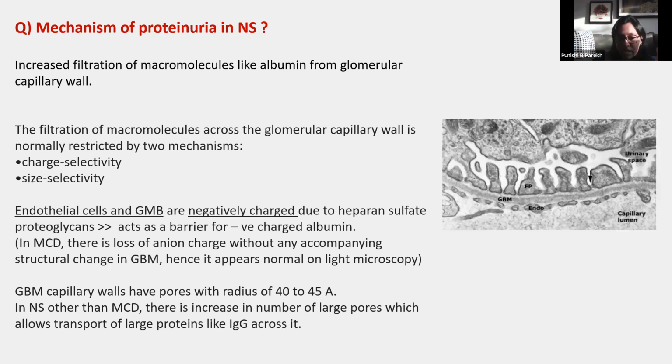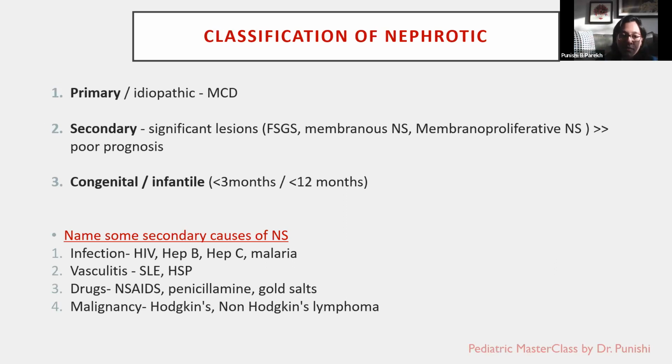I hope this is clear. Moving ahead, what is the classification of nephrotic syndrome? You can broadly classify nephrotic syndrome into three types. You have primary, secondary, and the third one is either congenital or infantile. Primary, also called idiopathic, is the most common type.